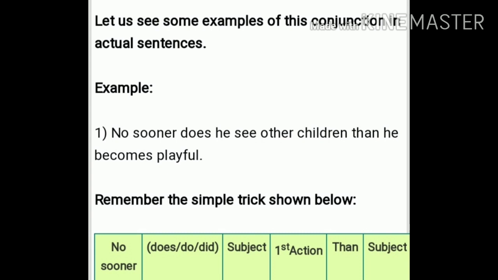After the subject, second action will come, which is misprinted in this slide. But you can see this in the example, which is written above the structure. So the sentence, no sooner does he see other children than he becomes playful, can be written with as soon as also. As soon as he sees other children, comma, he becomes playful. And the meaning of both the sentences will remain same.